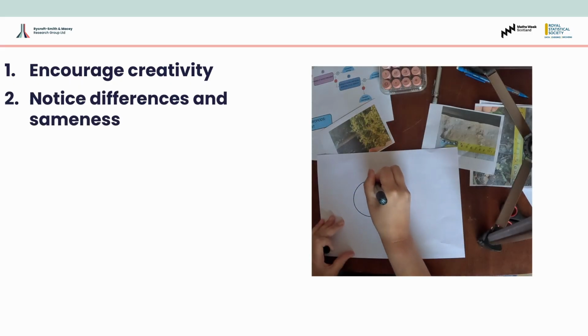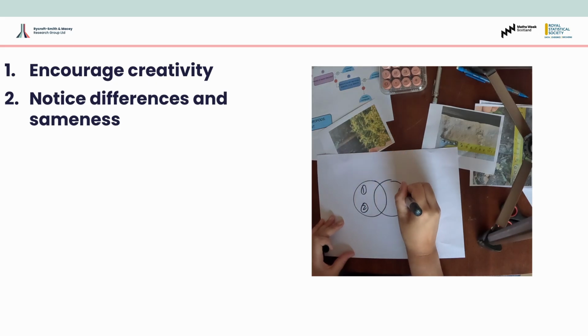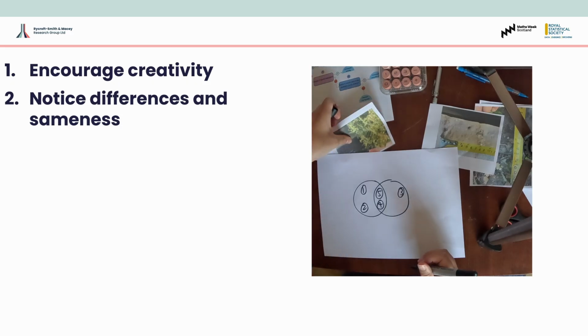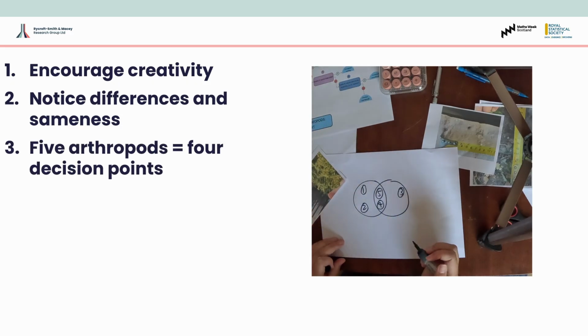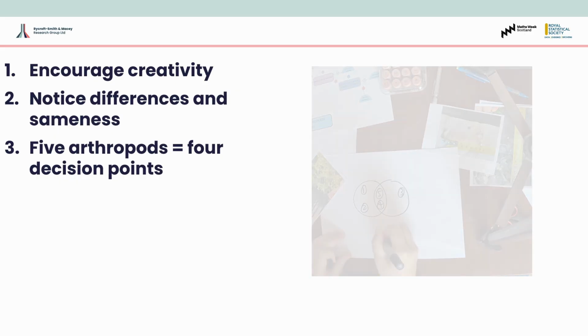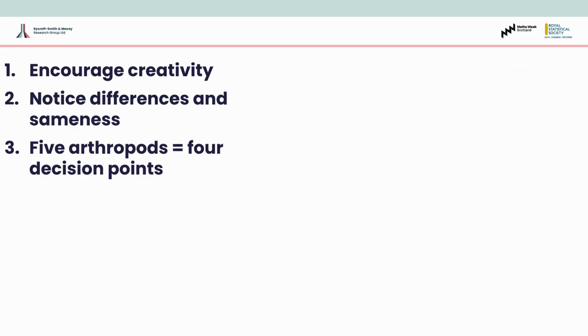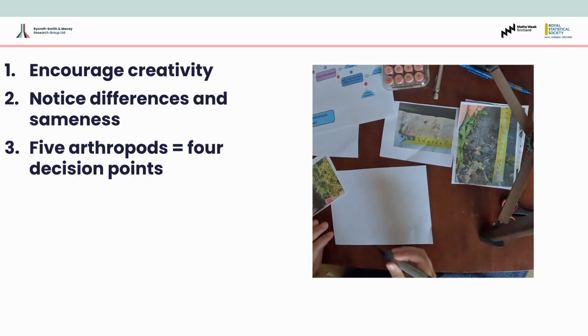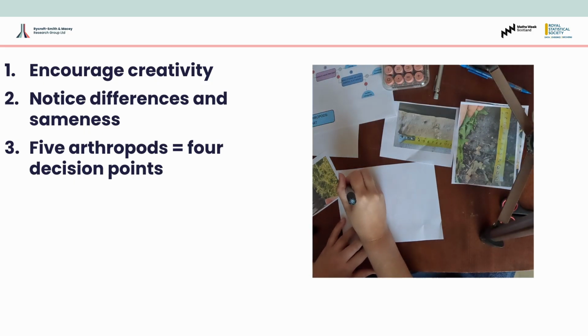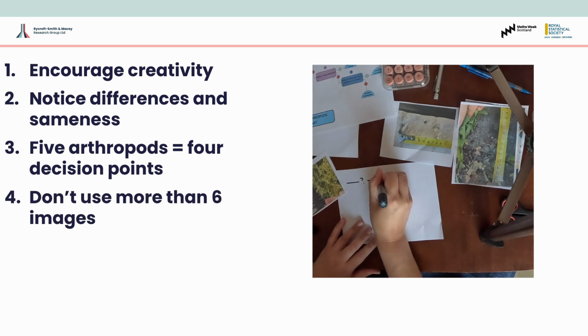Secondly, also important to help them notice differences as well as sameness between different types of arthropod. That helps therefore with the decision points in the classification diagrams. Help them to notice the relationship between the number of arthropods that they're classifying and the number of decision points, which should always be one fewer if the decision points are binary. If they decide to do something more ambitious, that might change. Also, don't allow them to use any more than about 6 images because that will create much more complexity.